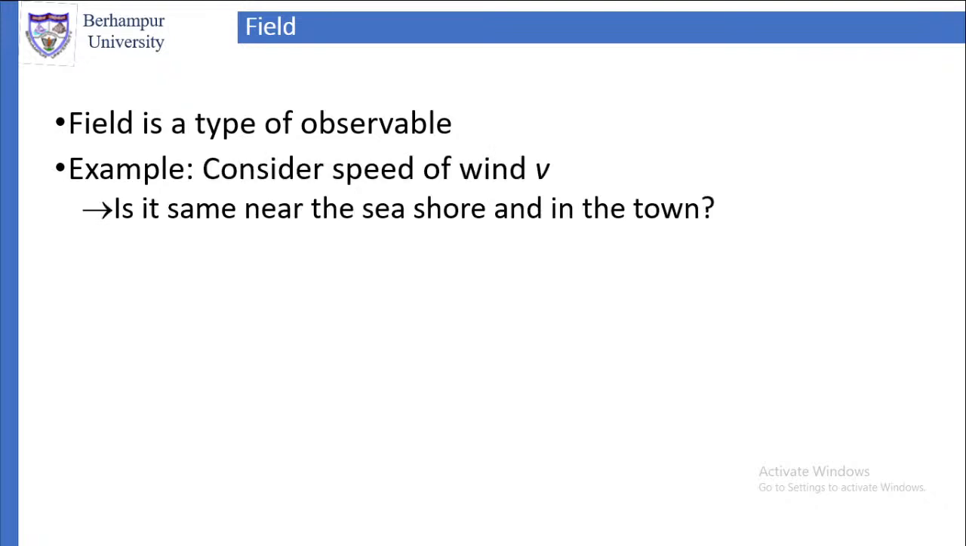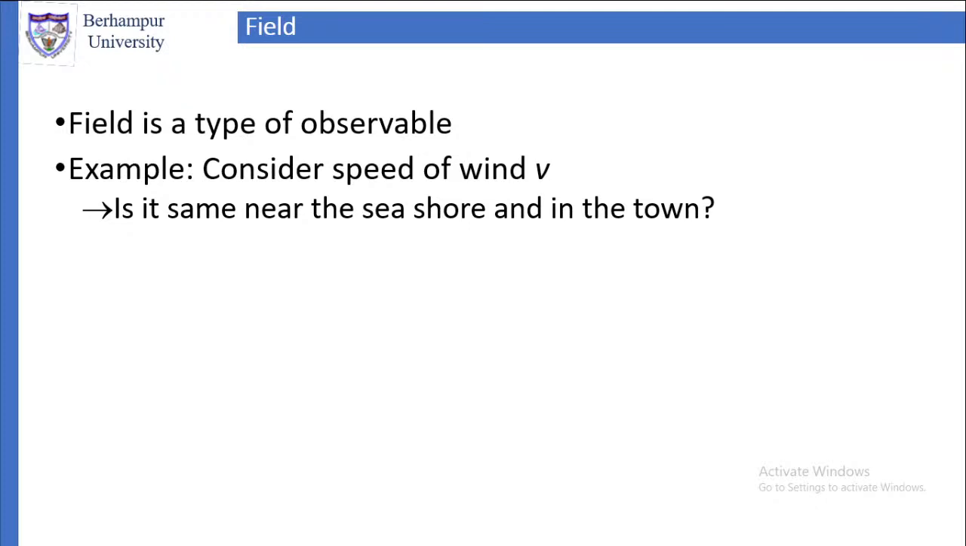Now we'll come to what is called a field. We are going to deal with electric field and magnetic field, or electromagnetic field. By definition, a field is a type of observable. So if there is an observable, an entity which can be observed, then that is called a field. Let us look at an example of a field. Consider the speed of wind. Let us take that as v. V is the speed of wind.